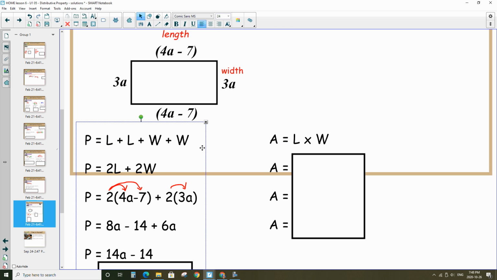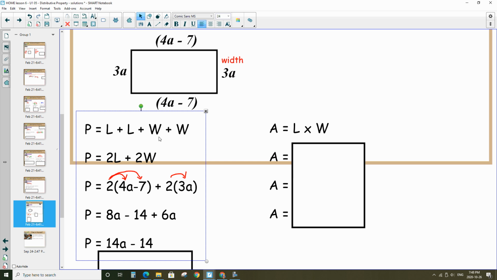You could have also just written out the 4 sides, like I said initially. So 4a minus 7 plus 4a minus 7 plus 3a plus 3a, and then collect like terms, and you will end up with the same expression.